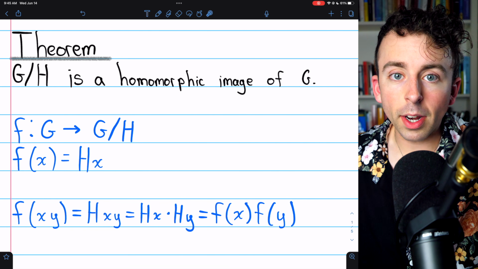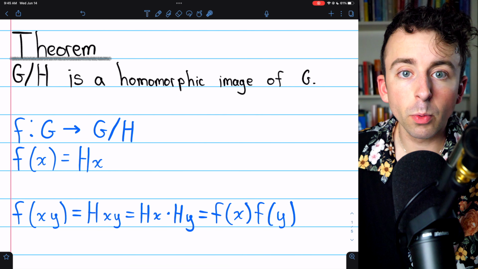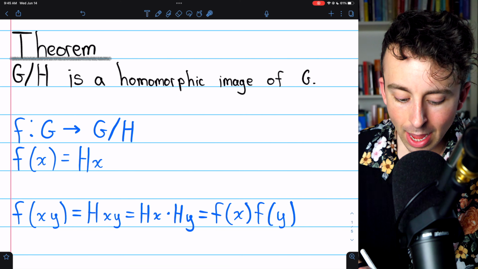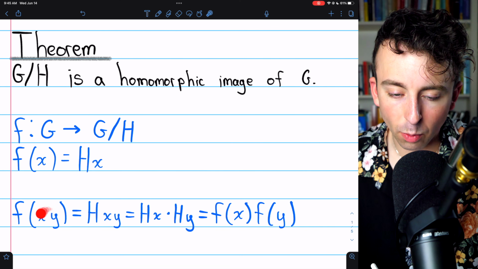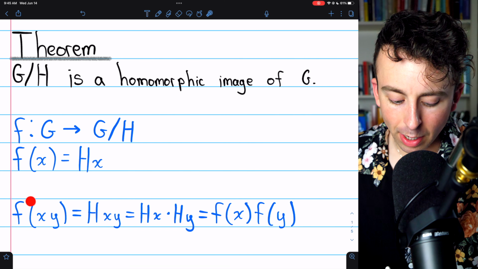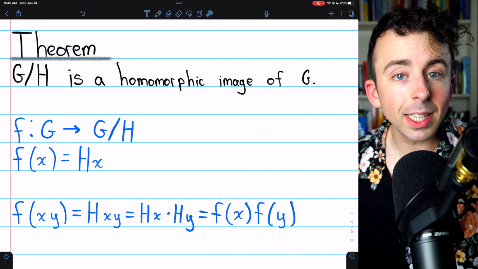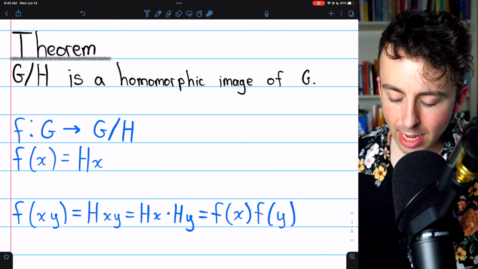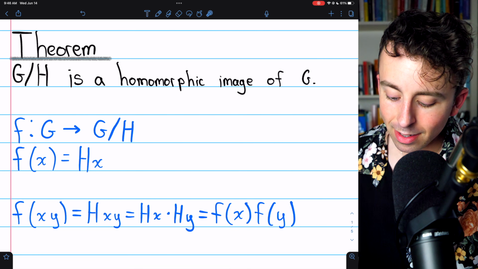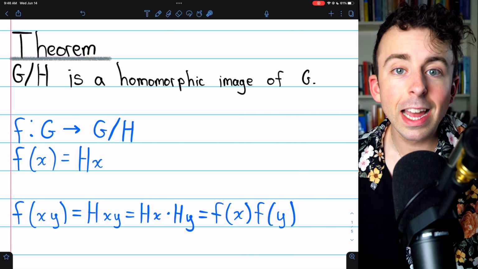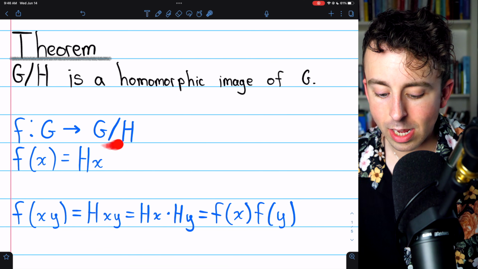Then, to prove that G mod H is a homomorphic image, we simply need to show that this function is a homomorphism, which means it must preserve the group operation. And that is done very simply here. F of xy, where x and y come from the group G. By definition, f of xy equals the coset Hxy. By definition of coset multiplication, this equals Hx times Hy, which by definition of the function is f of x times f of y. So indeed, this is a homomorphism, and it's a homomorphism onto G mod H.